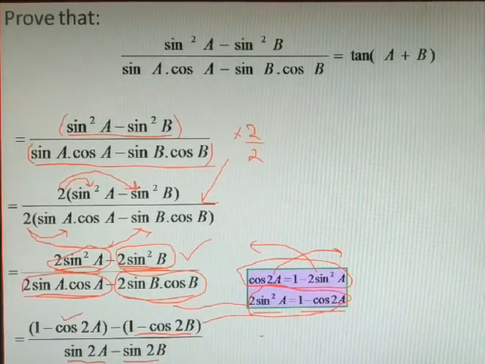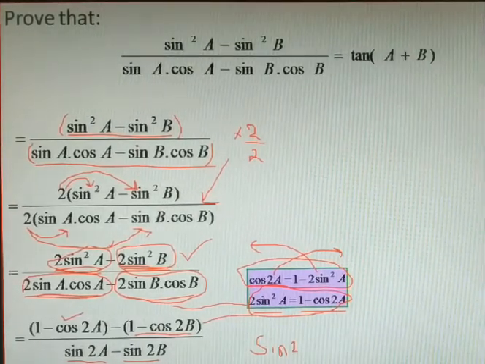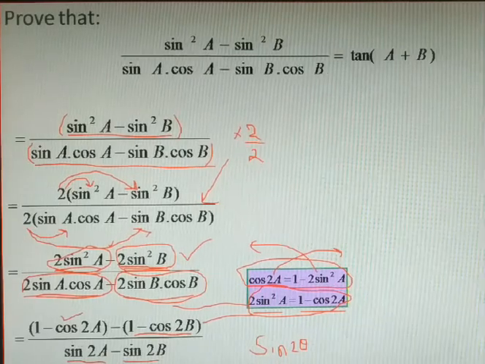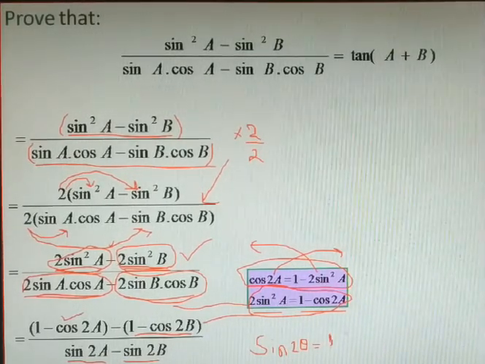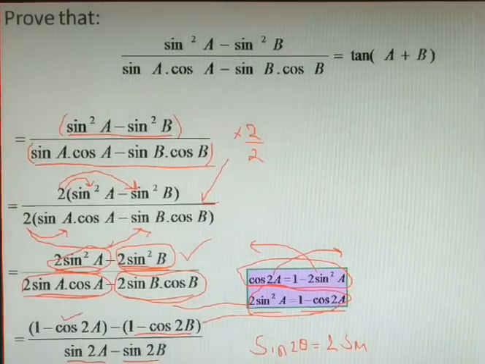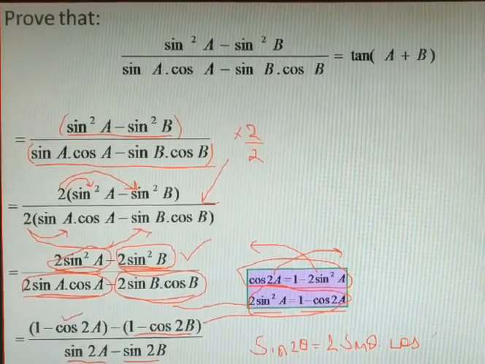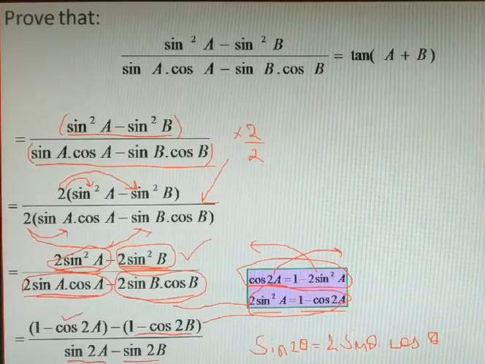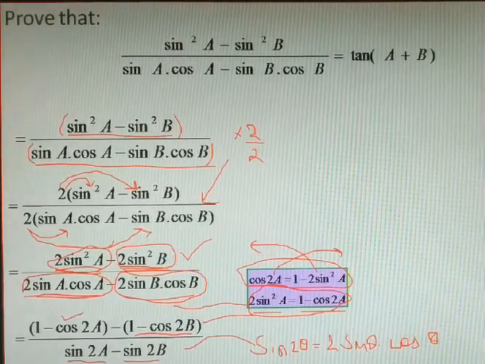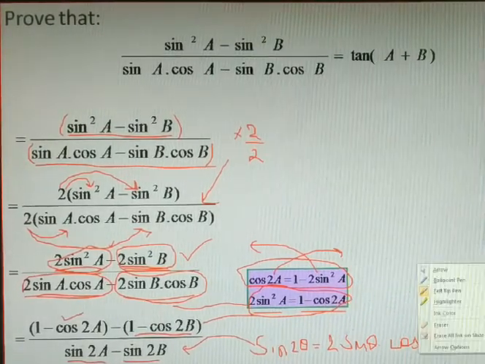As we know, sine 2 theta, let me write here, sine 2 theta is equal to 2 into sine theta into cos theta. So this is the formula of sine 2 theta. So in the same form, we will write the denominator. So after this step, we'll move to the next step.